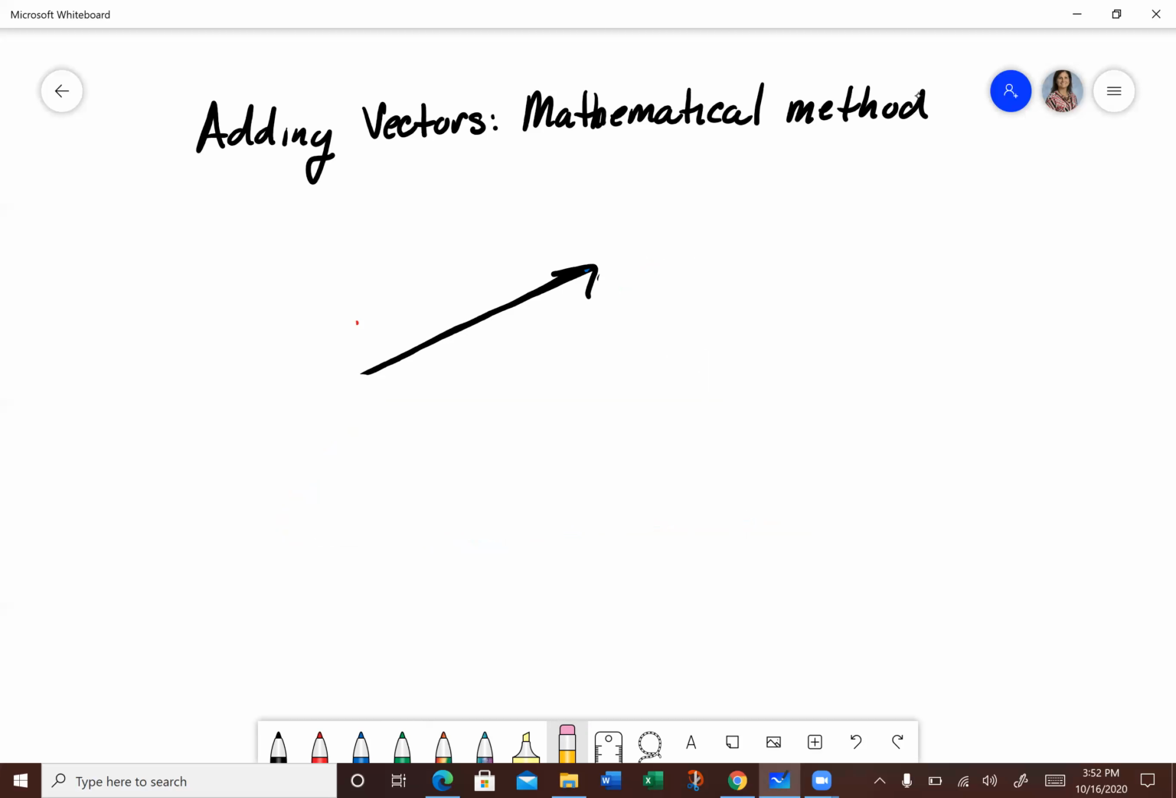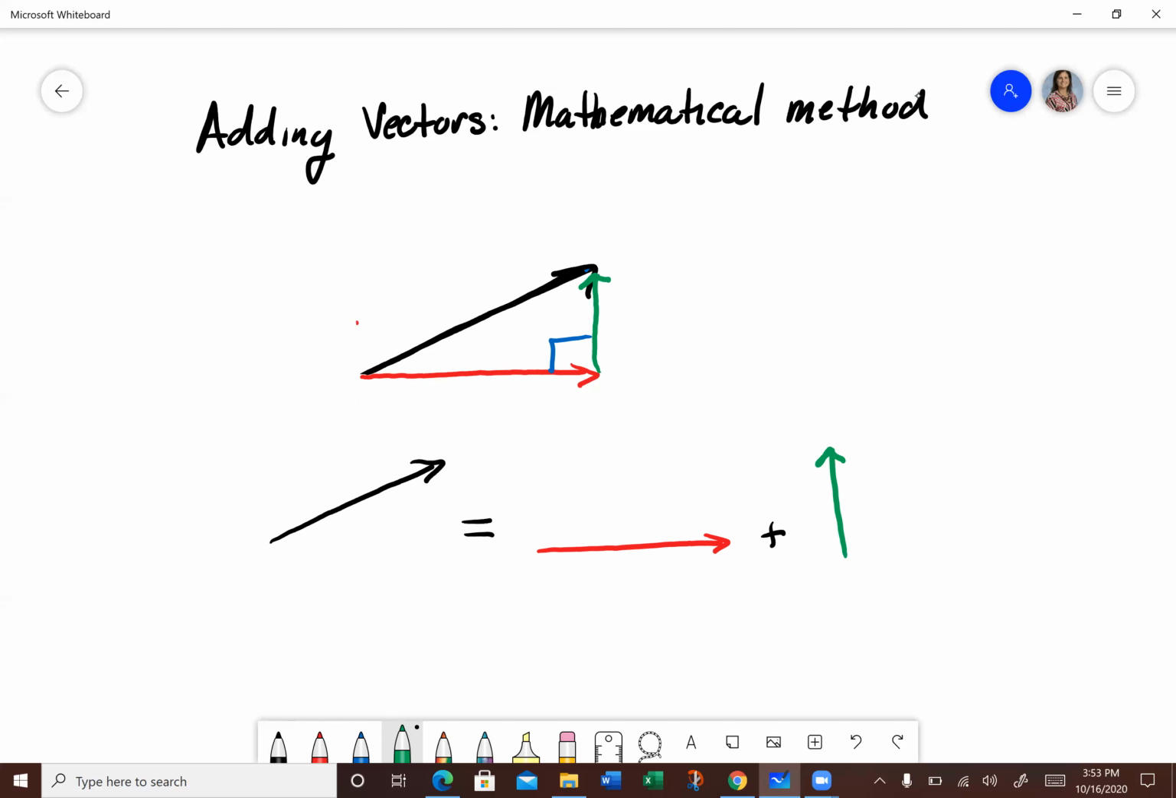So if only allowed to go horizontal and vertical, then an idea would be to go straight across like that and straight up. By restricting myself to be horizontal and vertical, I create a right triangle. And in that right triangle, these two vectors add up to give me the original vector. So mathematically, in the graphical way, we would say this equals this vector to the right plus this vector. If I use the head to tail method and add these two vectors, I would get the original vector.